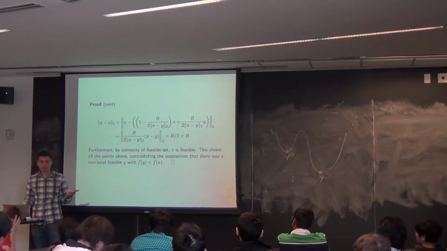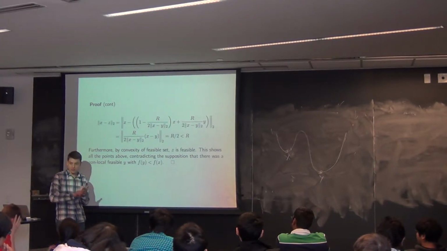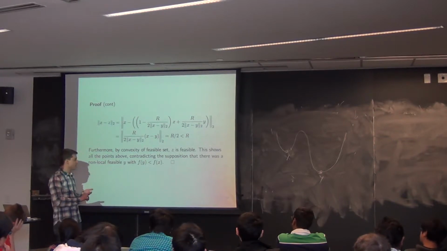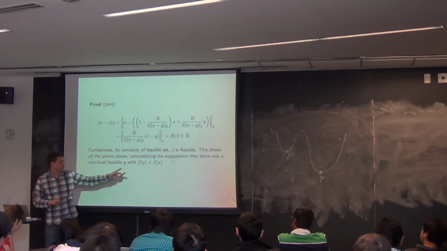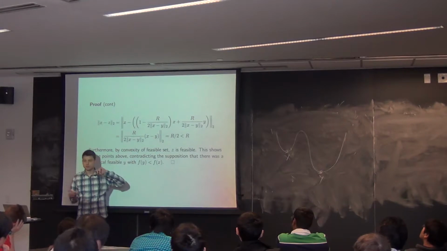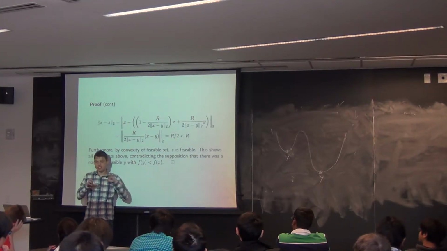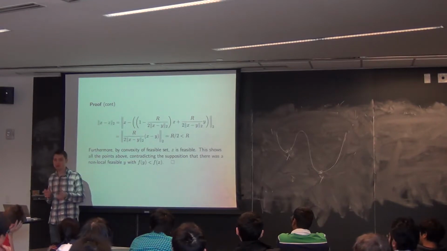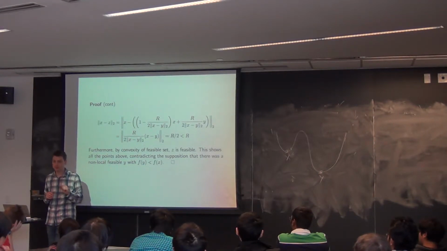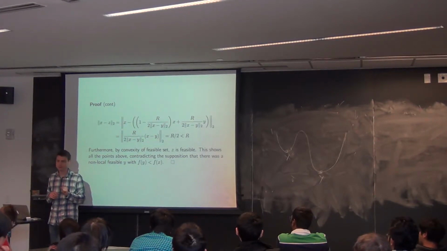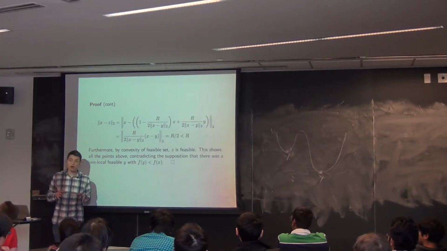Okay, but there are really 2 points here. The point is that first of all, z is feasible, and second of all, z actually has better objective. Z is within the local region of x and has a better objective than x does. So this is a really powerful property.